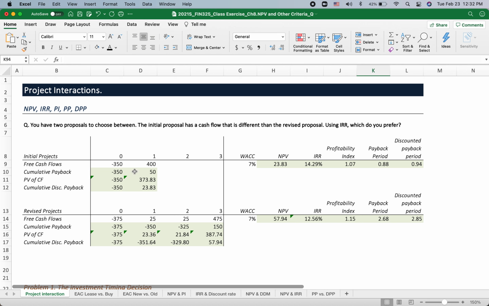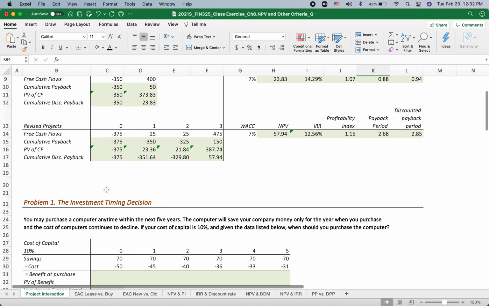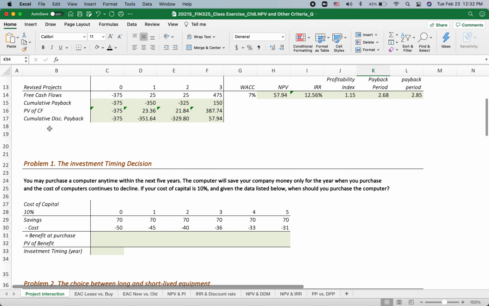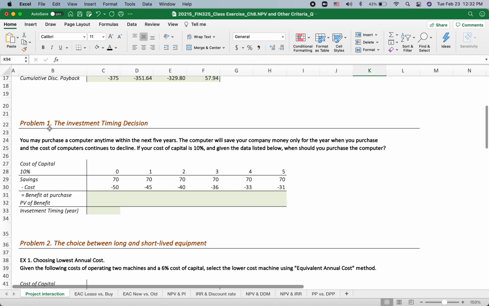Hello students. Today we'll practice the development of the project interactions. We've learned how to evaluate a project with the 4 investment criteria: NPV, IRR, PI, and discounted payback period. But we have some problems when we make a decision with some specific, unique projects.